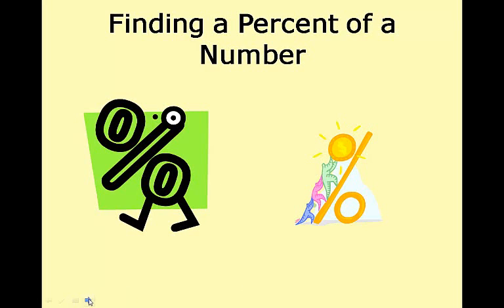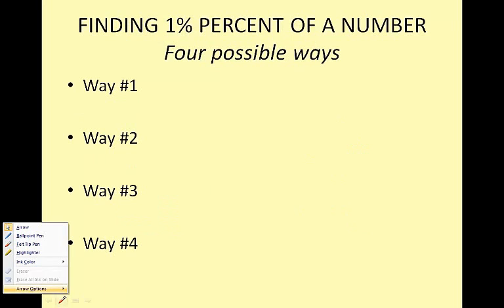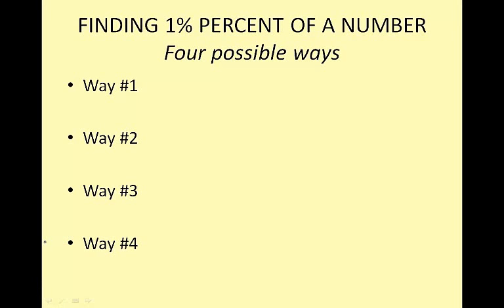But before we do that, I want to look at finding 1% of a number. This becomes really important when you're trying to find any percent. If you can find 1%, finding other percents becomes really easy. So, to find 1%, let's say we wanted to find 1% of 400.